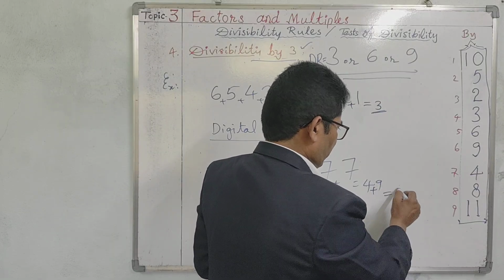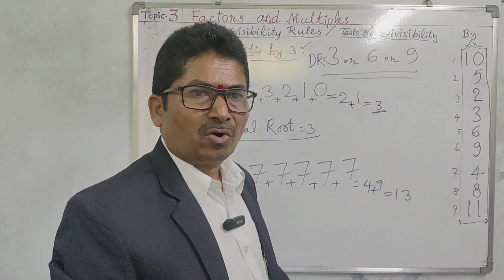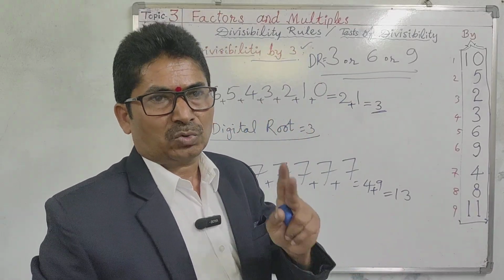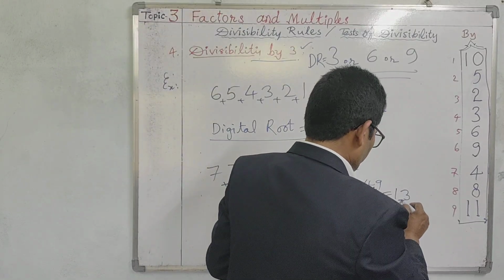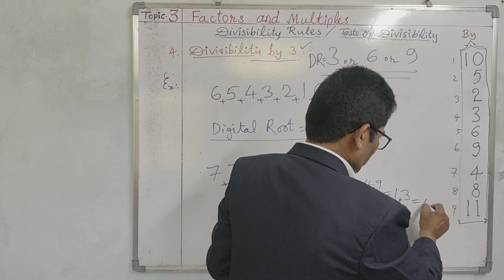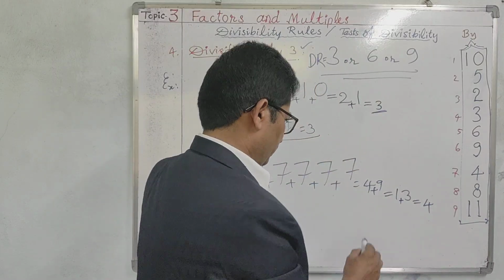How much is 4 plus 9? 13. Is this the digital root? No, here we got a 2-digit number. So again add. How much here? 4. So this is the digital root.